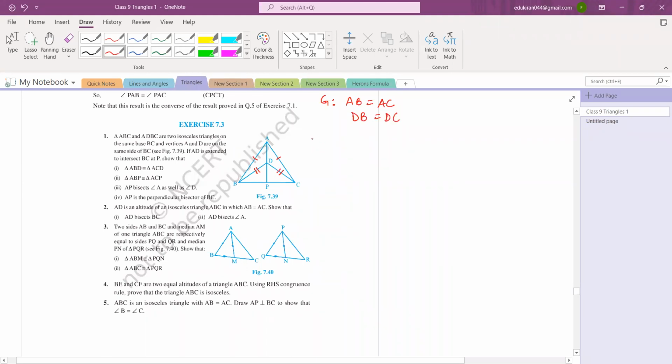Now we have to show, first thing, triangle ABD. Look carefully, which is the triangle ABD. This is your ABD. It is congruent to triangle ACD. So these two triangles, first of all, you have to prove that they are congruent. Understood? Okay. Let's do part number 1. Or just wait, let's do the solution.